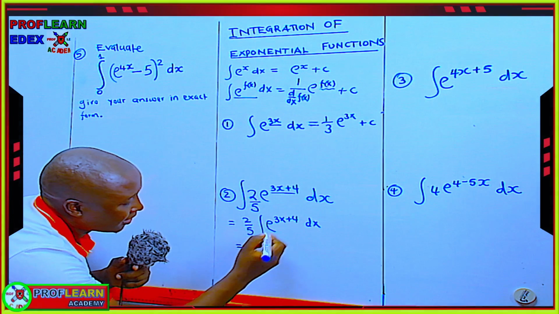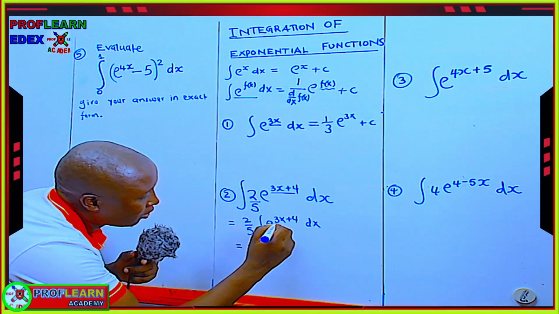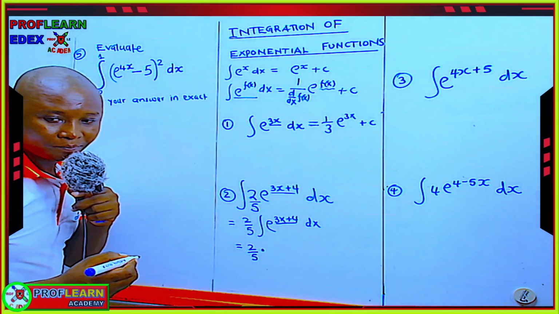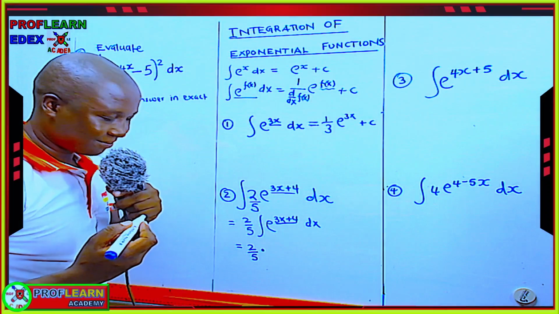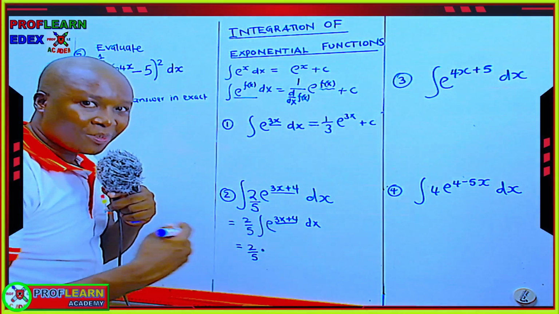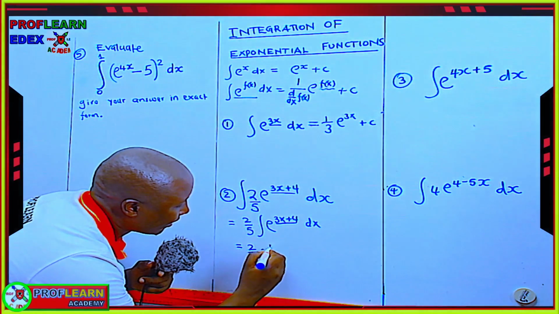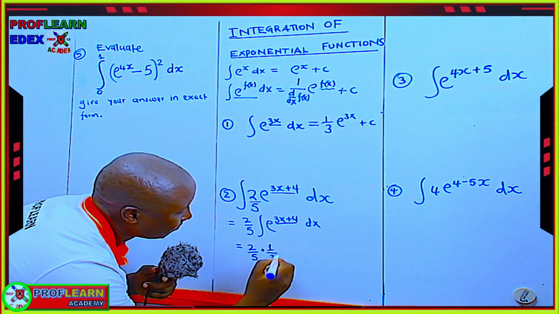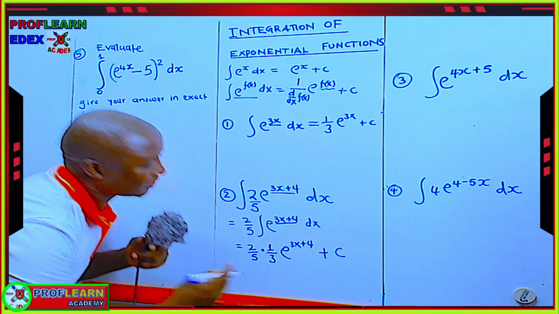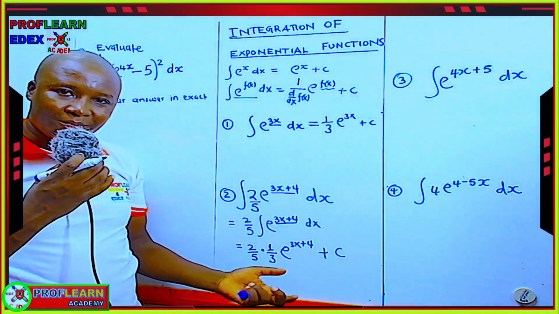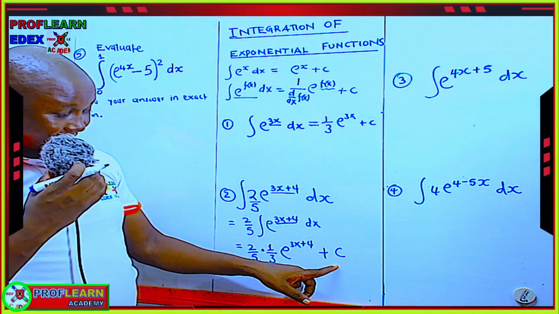So if you are integrating this, remember 2 is just there, over 5 is just there. We are going to differentiate the power. We are having 3x plus 4. Differentiating this power, we are going to get 3. So we shall say 1 over 3 e to the 3x plus 4, then plus c. Because remember, anytime you are doing integration, you must add the c here.